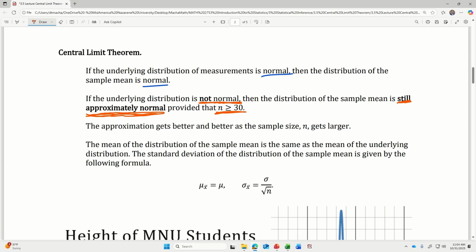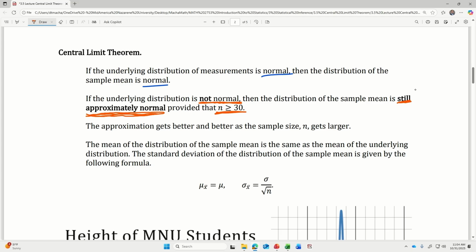Because if you have a small sample size and you have a distribution that's not normal, not symmetric, then you could honestly have a distribution of the sample mean that's not normal. But if your sample size is large enough, it doesn't matter what the underlying distribution is. Maybe your underlying distribution is like an exponential distribution. Okay, fine. But if you've got a large enough sample size, the sample means will still be approximately normal. So this approximation gets better and better as the sample size gets larger. And so if your sample size is like 1,000, then that's great. That's even closer to the normal distribution.